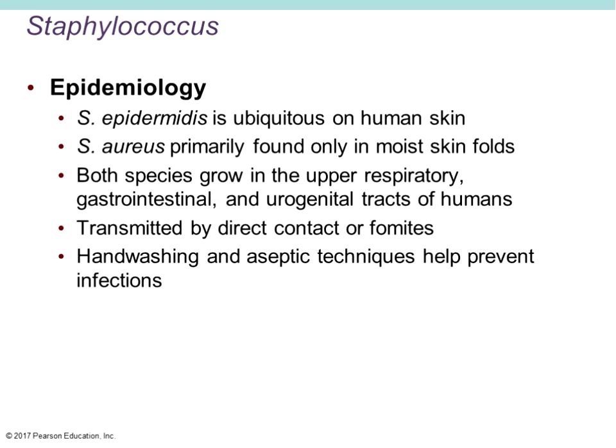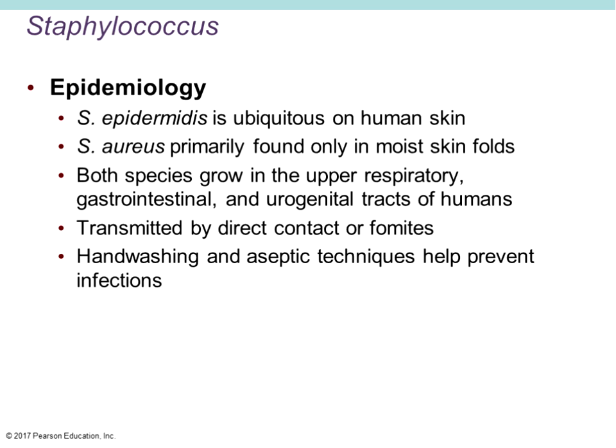So, epidemiology. Epidemiology is basically how do we keep it from causing disease and in what ways does it cause the disease. So it's just understanding how to track the microorganisms. Staph epidermidis is ubiquitous on human skin. It's just going to always be on there. Staph aureus is typically found only on moist skin folds. Both of the species can grow in your upper respiratory, gastrointestinal, or urogenital tracts.